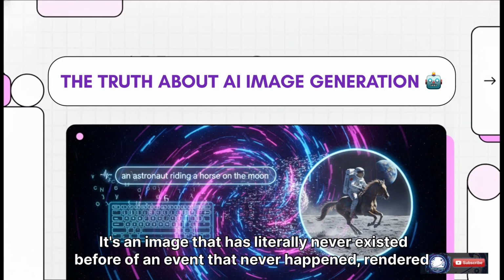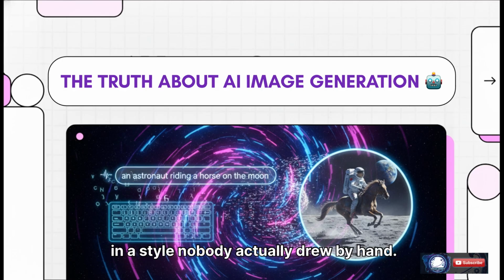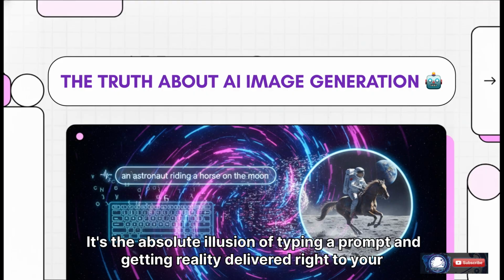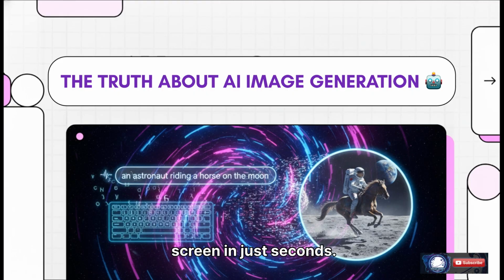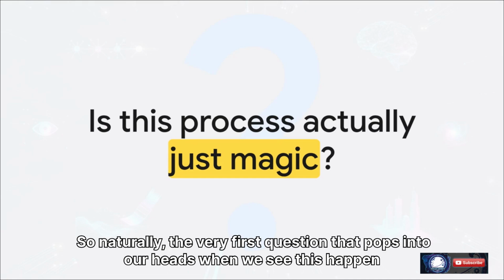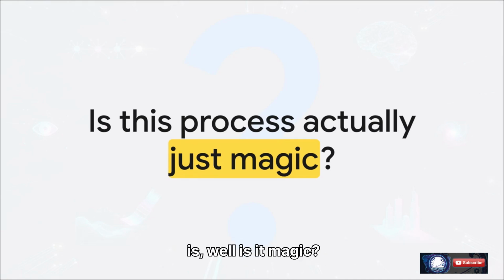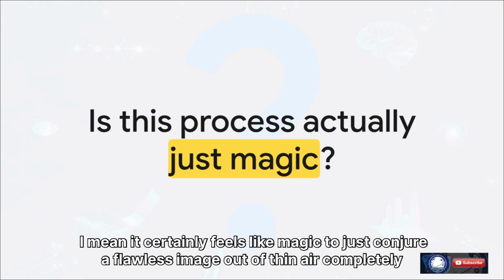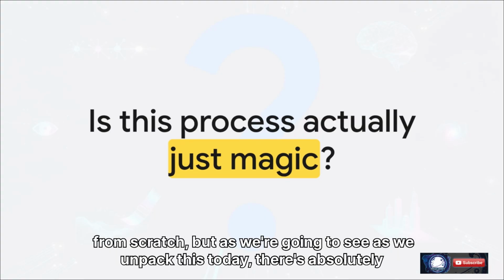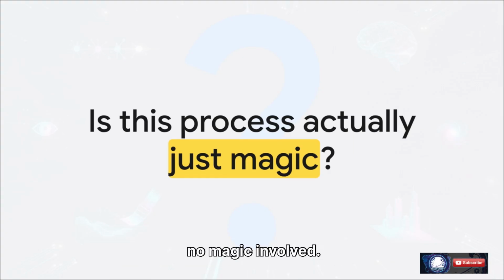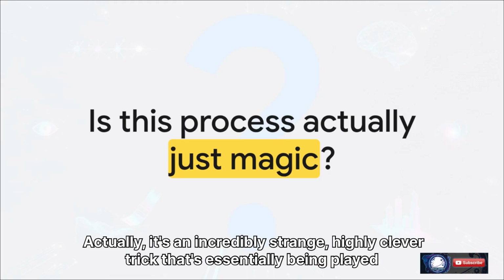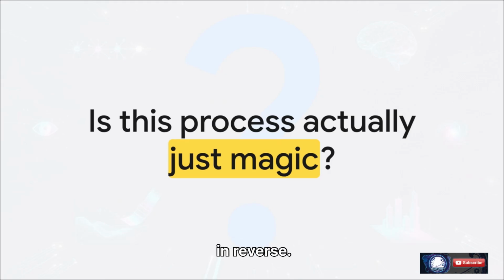It's an image that has literally never existed before, of an event that never happened, rendered in a style nobody actually drew by hand. It's the absolute illusion of typing a prompt and getting reality delivered right to your screen in just seconds. So naturally, the very first question that pops into our heads when we see this happen is, well, is it magic? I mean, it certainly feels like magic to just conjure a flawless image out of thin air, completely from scratch. But as we're going to see as we unpack this today, there is absolutely no magic involved. Actually, it's an incredibly strange, highly clever trick that's essentially being played in reverse.